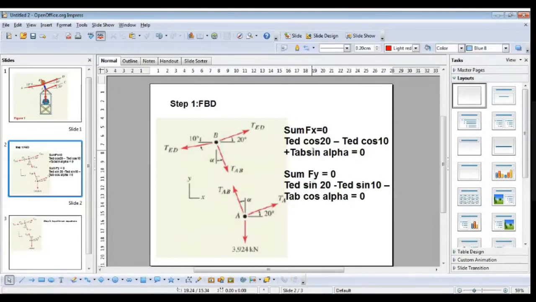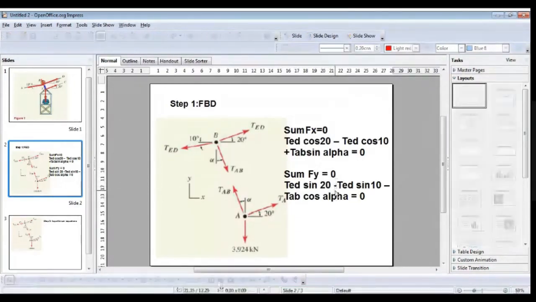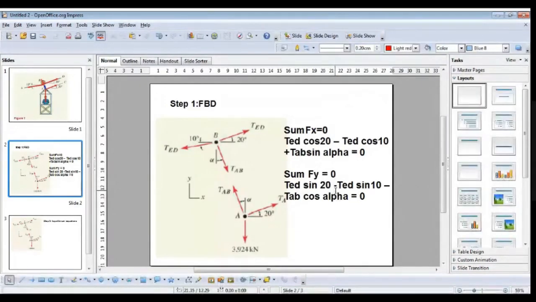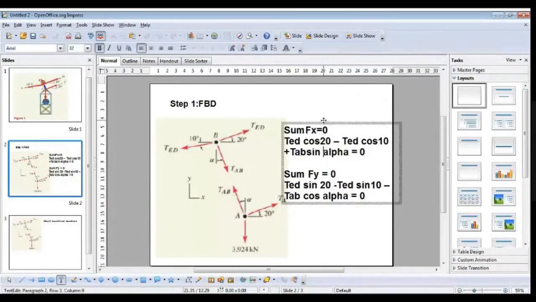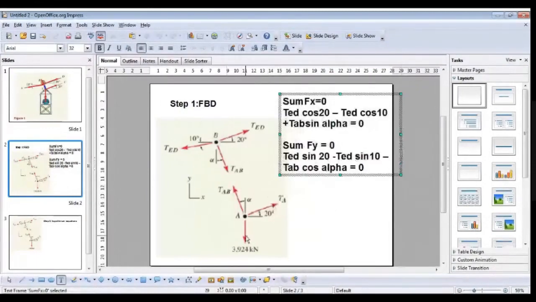So now I have two equilibrium equations, and the unknowns are TED, TAB and alpha. So there are three unknowns and I have two available equations. It means I cannot solve the problem. I need at least three equations to solve three unknowns. So for that, I will now write down the equilibrium equations for the free body diagram from joint A.